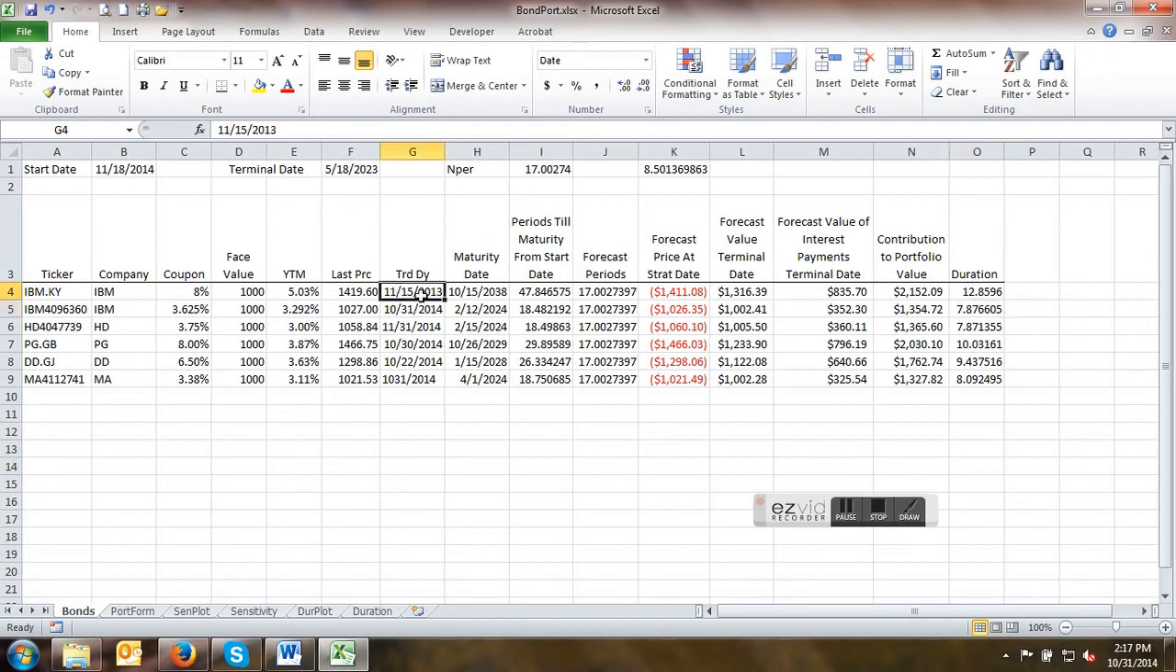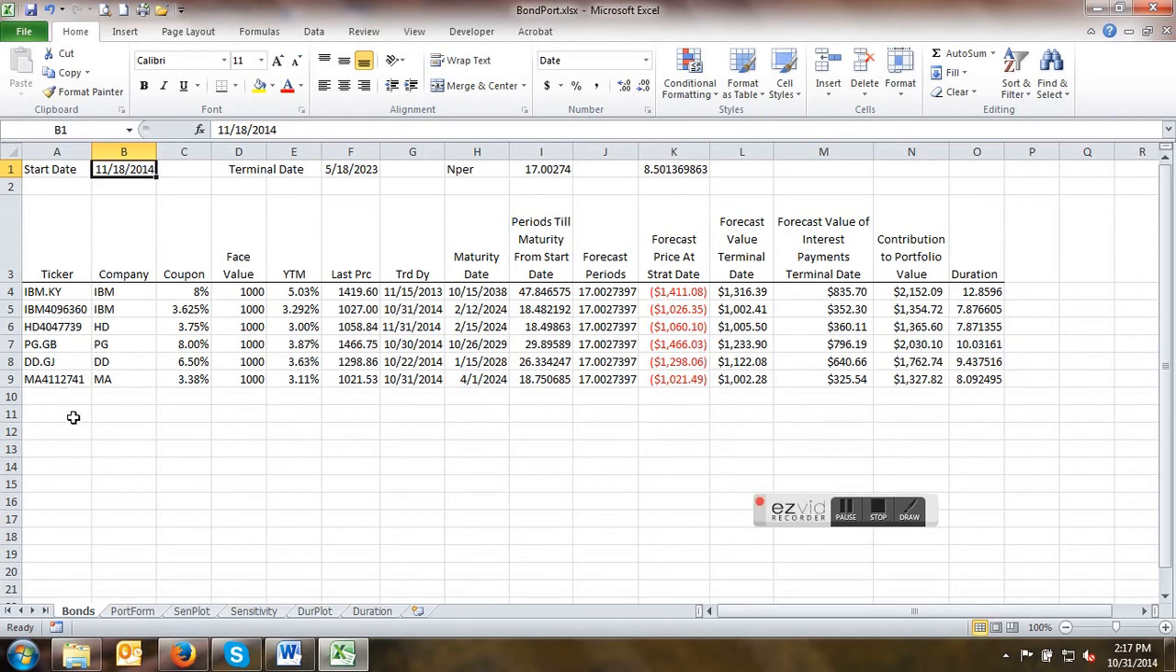I'm not selecting this one because the trade date was so late. These 5 bonds I am selecting because the trade dates are relatively close to the settlement date, the day I'm going to pick it up, which means the yield to maturities are valid numbers. Okay? So this is the first process.